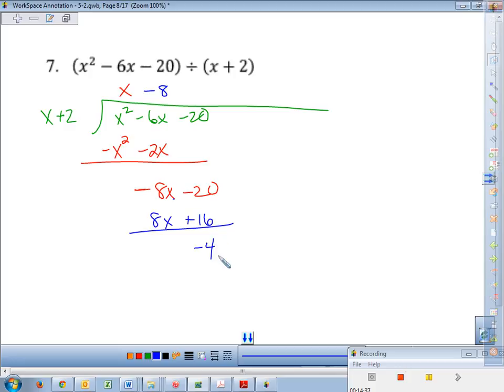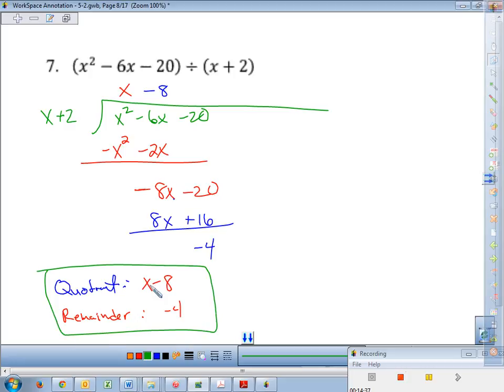You can't even go in there. This is your remainder right here. You get a remainder of negative 4, meaning that x plus 2 does not divide into this perfectly nice and neat and even. You have a remainder. So our quotient is what again? What's our quotient? X minus 8. And our remainder is negative 4. Now, you probably won't ever really see it written like that, but we're going to write it like that.